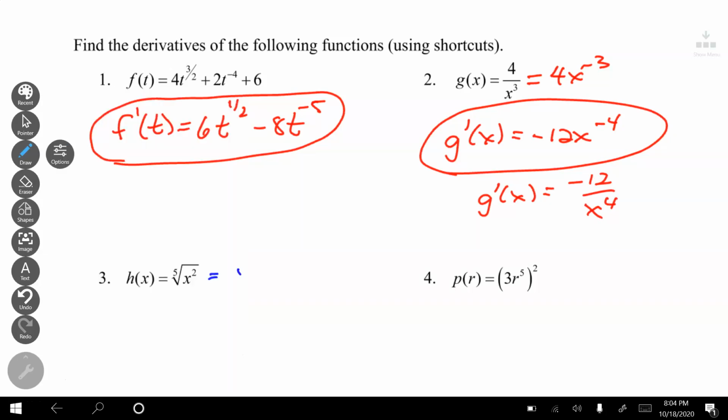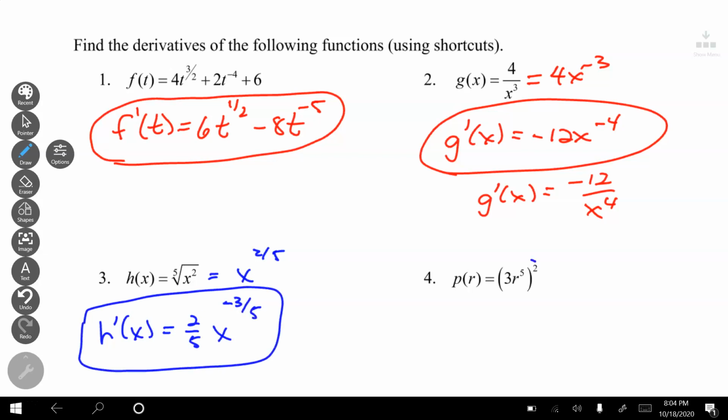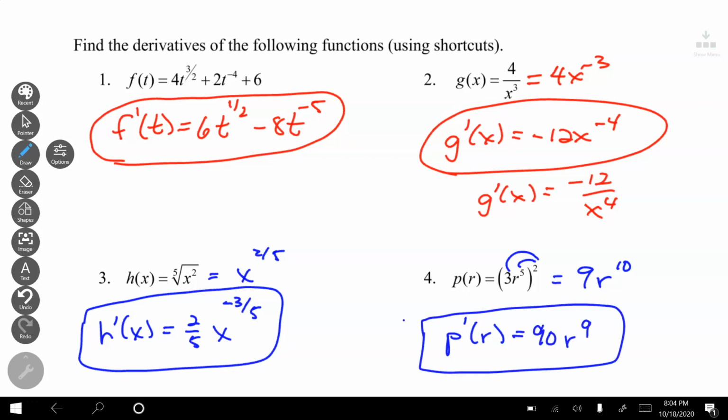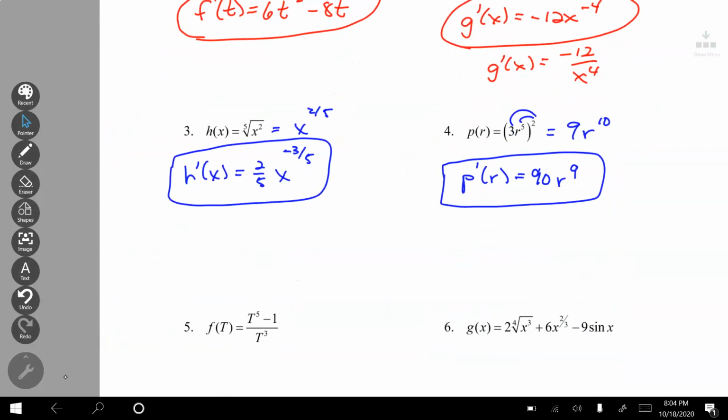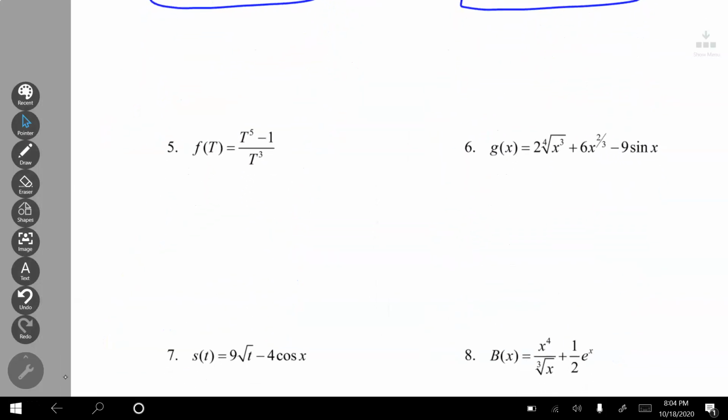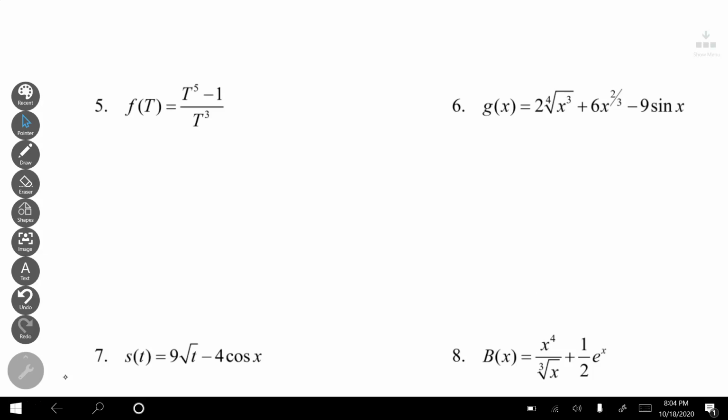I should rewrite this as x to the 2/5. So h prime of x equals 2/5 x, times on its bottom is negative 3 and still over 5. I should distribute this. I get 9r to the 10th. So p prime of r is 90 r to the 9th. Now we're going to get to a little bit more difficult ones.